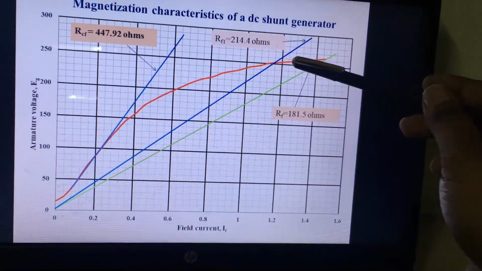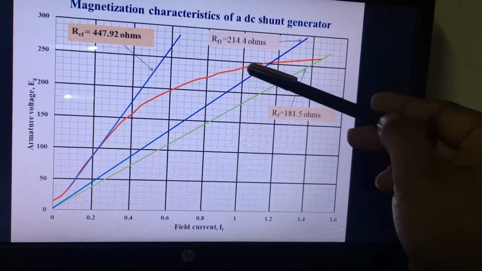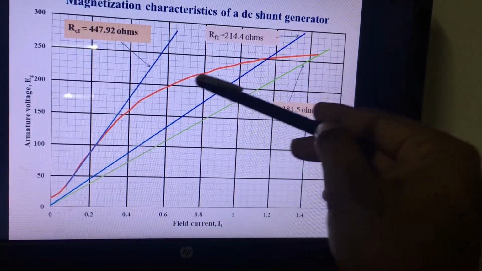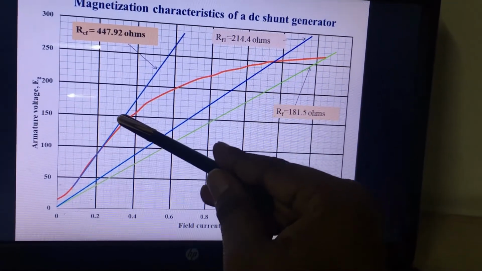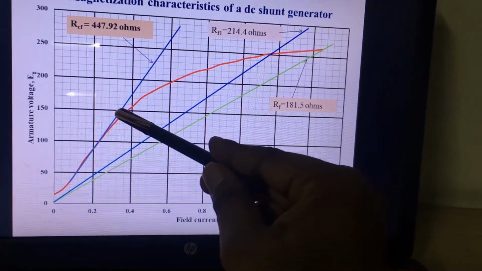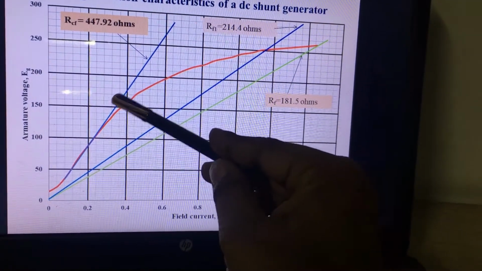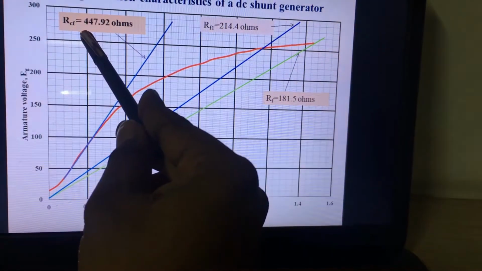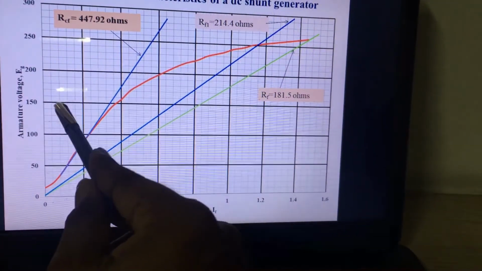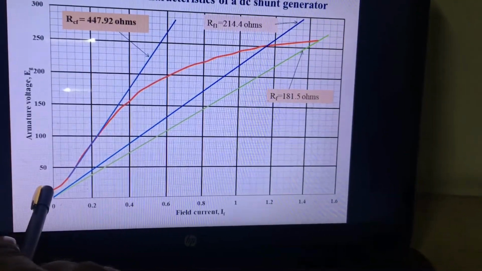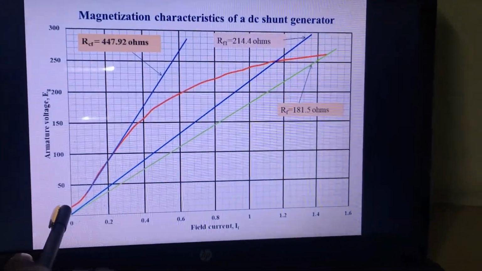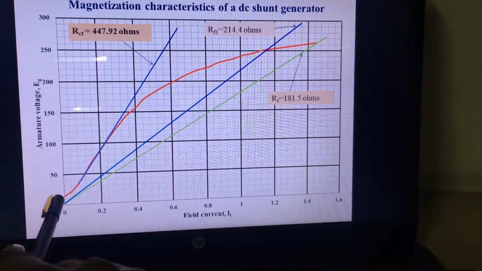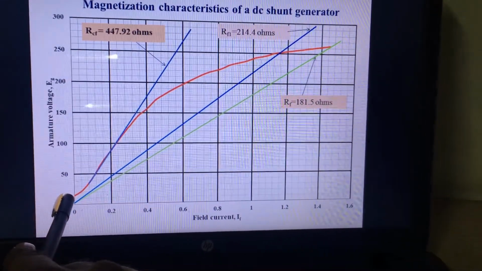From this magnetization characteristics, if we increase the field winding resistance, then voltage across the armature will decrease. If the field winding resistance is more than the critical field winding resistance, then voltage across the armature will be residual voltage. That voltage is due to residual magnetism present in the field winding.